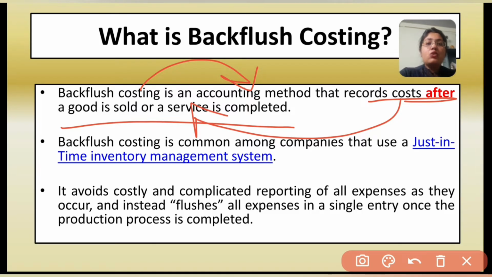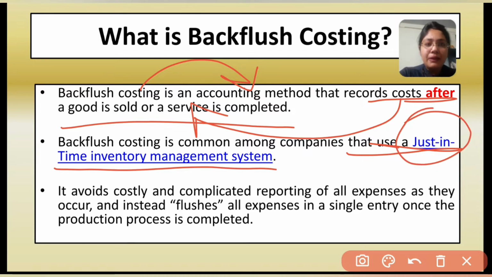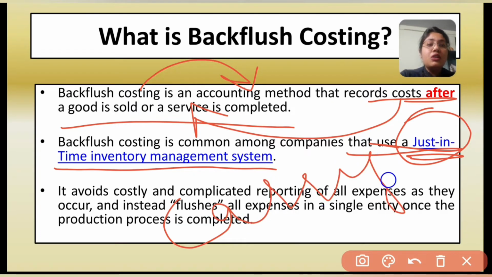Backflush costing is common among companies that use the just-in-time inventory management system. So what is this? Whenever the inventory is needed in the company, only then does it place the order. Whenever the order is placed, the inventory is immediately delivered to the company, right? That means only when the inventory is needed is the order placed, and I immediately receive my order. So in just-in-time, my carrying cost is reduced to zero. I do not have to keep my inventory in storage. No insurance is needed. So carrying cost comes to zero.